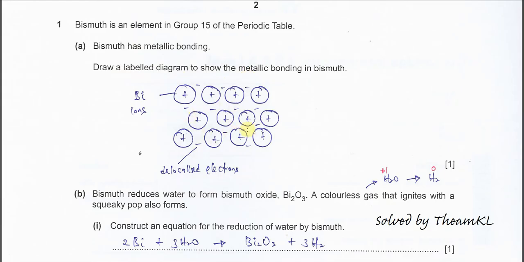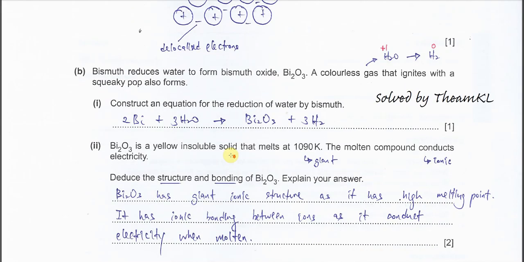Okay. So for this drawing, you need to draw at least 6 particles, the 6 cations, and you must label each of these cations. So to show that, let's say this one is a bismuth ion, so the labeling is important. And of course you need to draw some delocalized electrons surrounding these positive cations, and of course you need to label them as well.